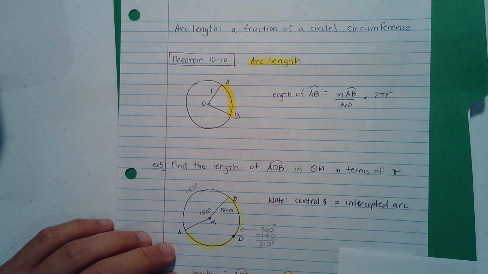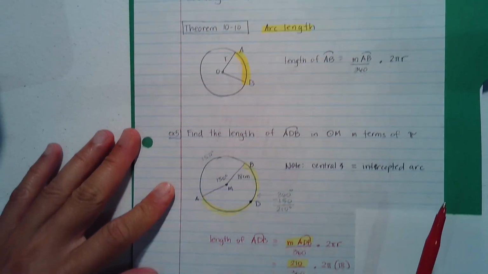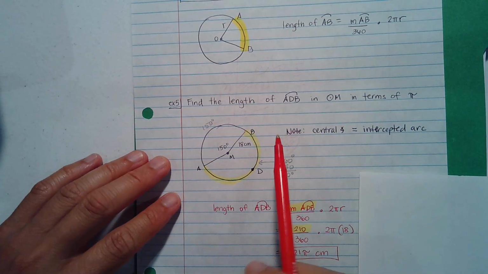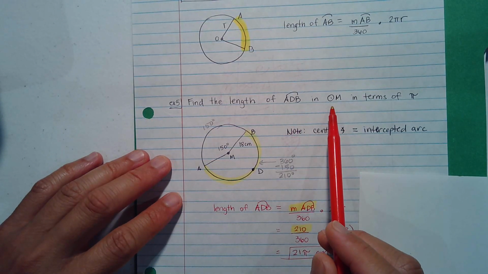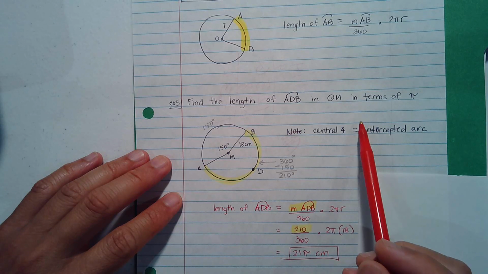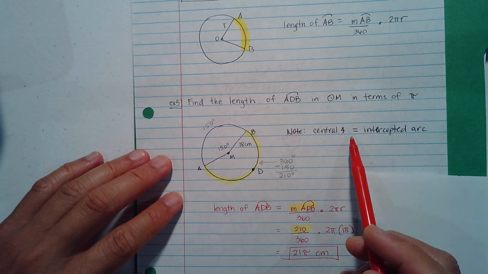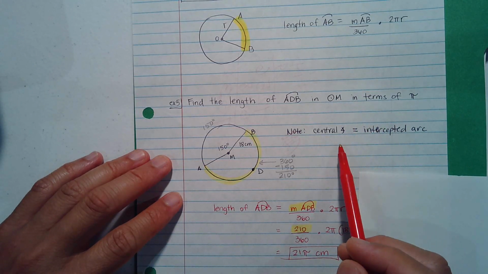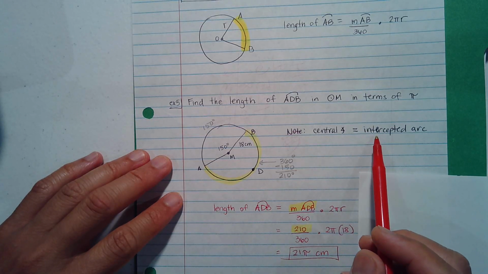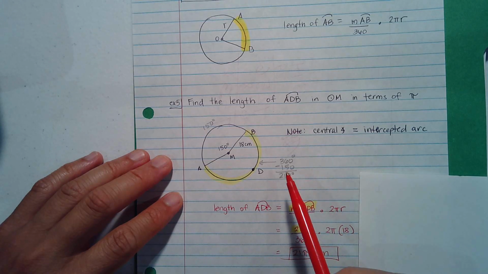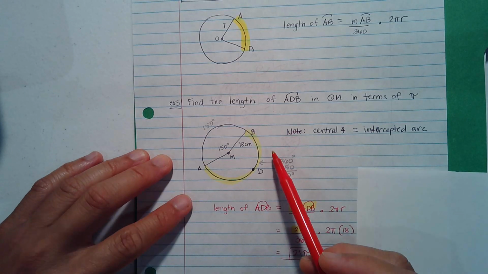So it says here, find the length of arc ADB in circle M in terms of pi. So that means do not multiply your answer out times pi. Leave the pi symbol in there in your answer. And again, remember, central angles are equal to their intercepted arc. We discussed that earlier.